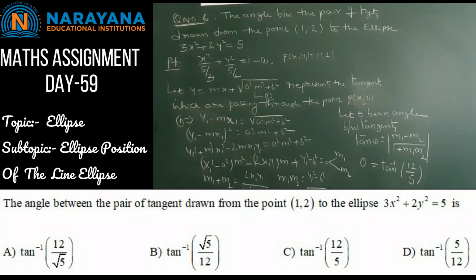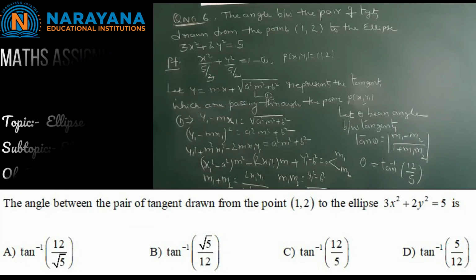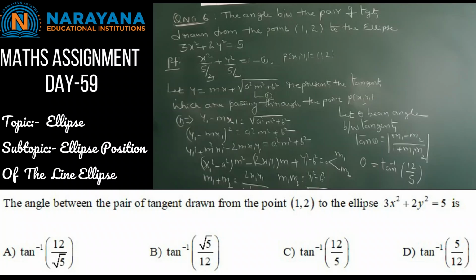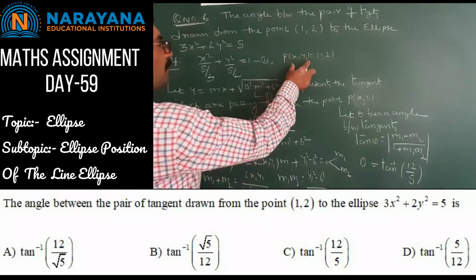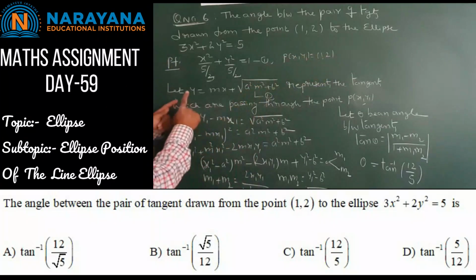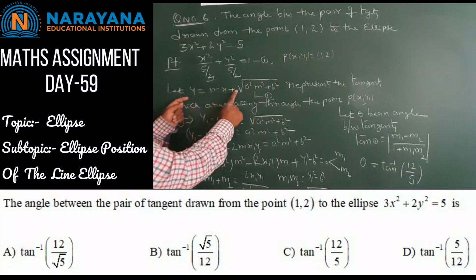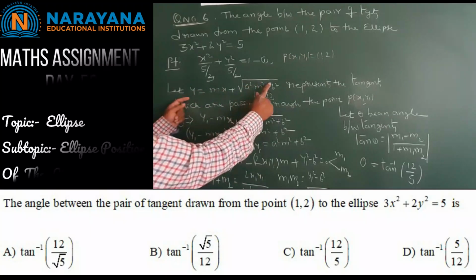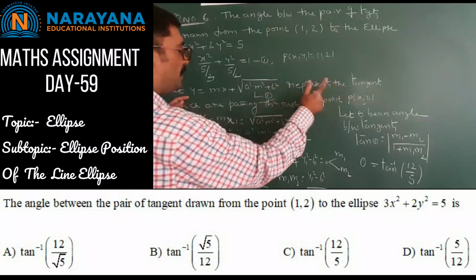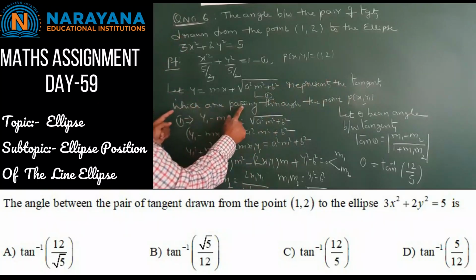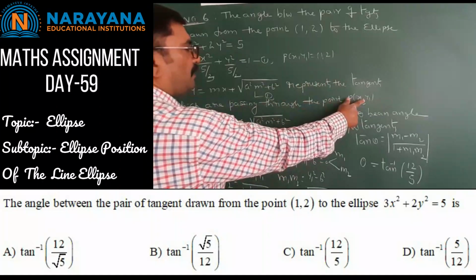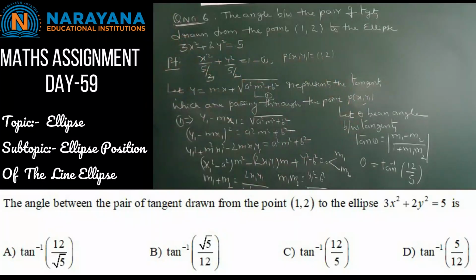In question number 6, the angle between the pair of tangents drawn from the point (1, 2) to the ellipse 3x square plus 2y square is equal to 5. Let P(x1, y1) be (1, 2). y is equal to mx plus square root of a square m square plus b square represents the tangents which are passing through the point P(x1, y1), given by (1, 2).